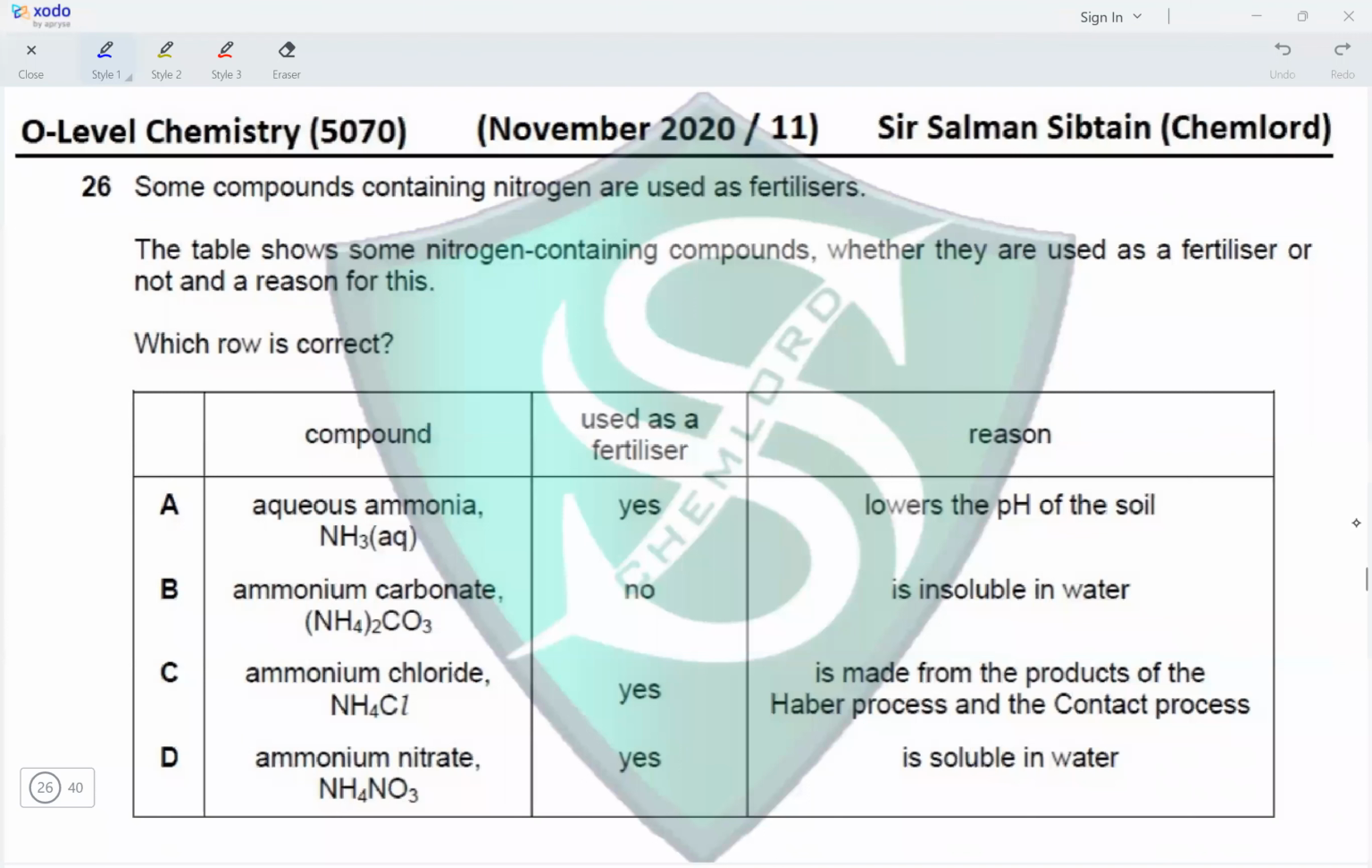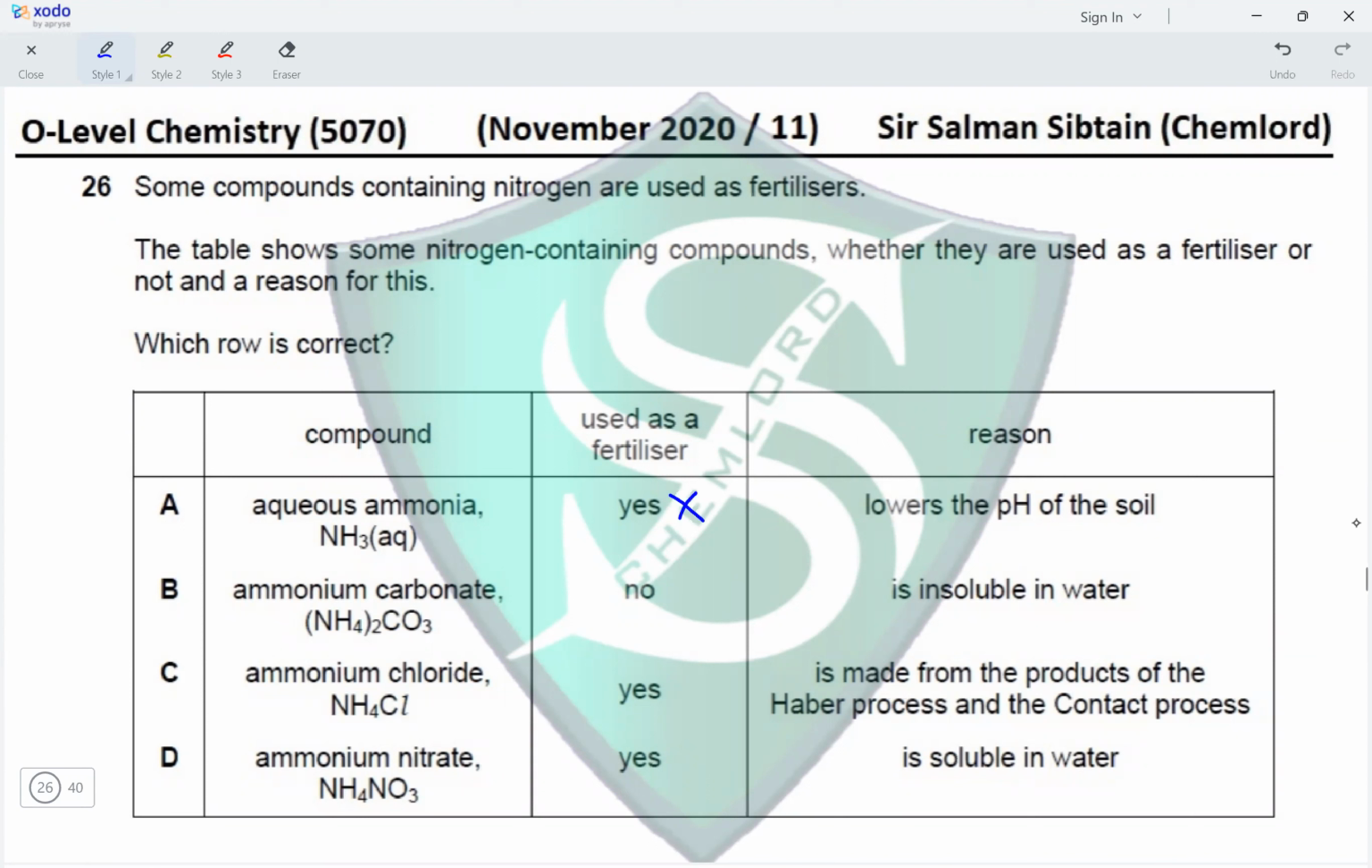Question 26. Some compounds containing nitrogen are used as fertilizers. The table shows some nitrogen containing compounds, whether they are used as fertilizer or not, and a reason for this. Which row is correct? Okay. Aqueous ammonia. No, we don't use aqueous ammonia as a fertilizer.